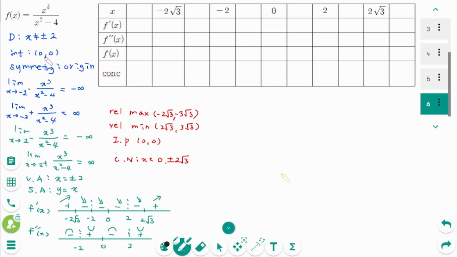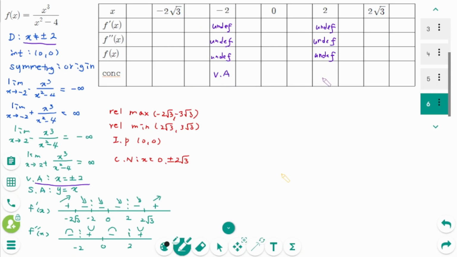The domain is x cannot be plus or minus 2. So undefined, undefined. Then the vertical asymptote is x equals plus or minus 2.